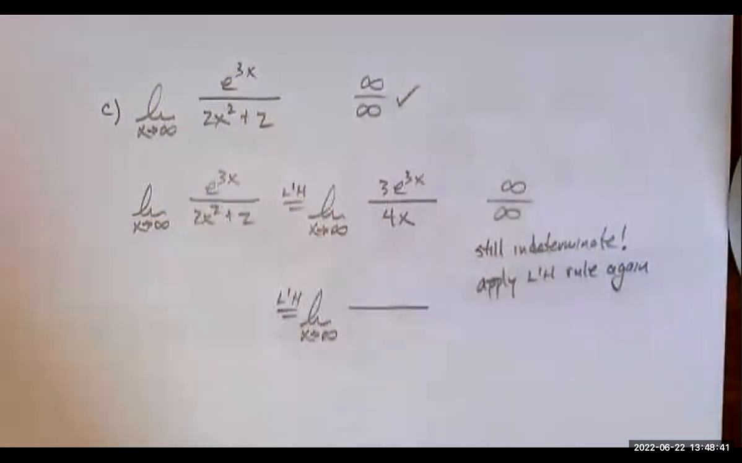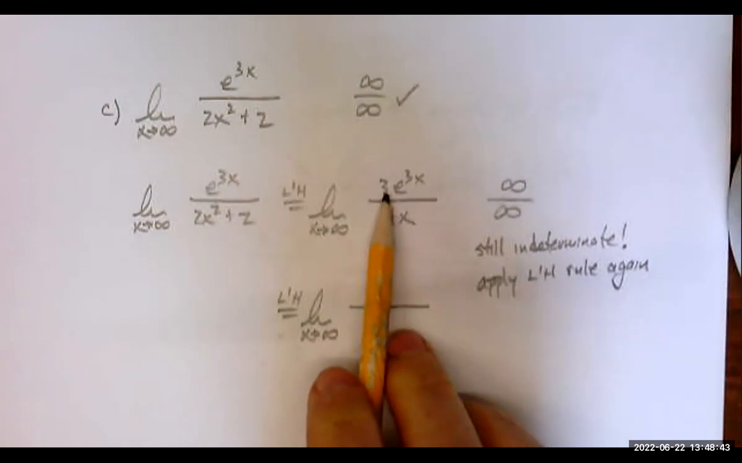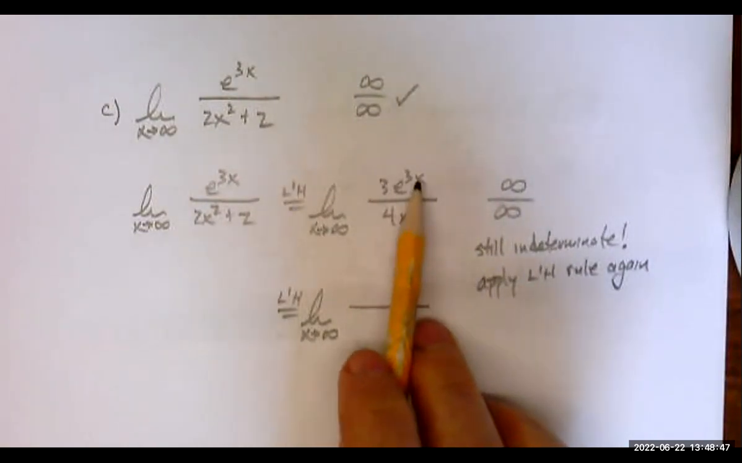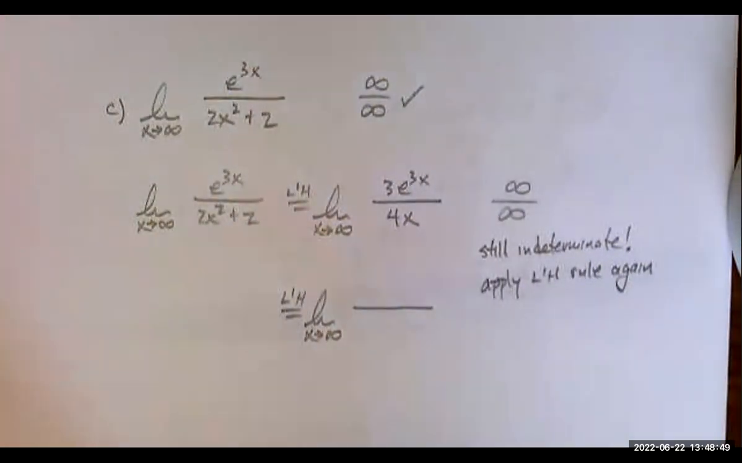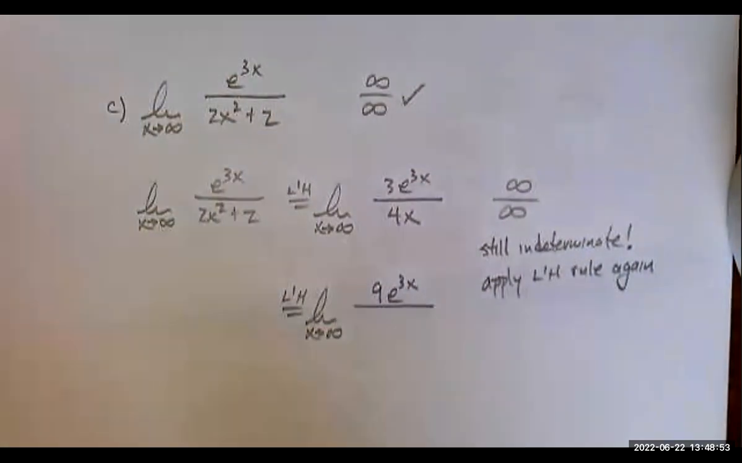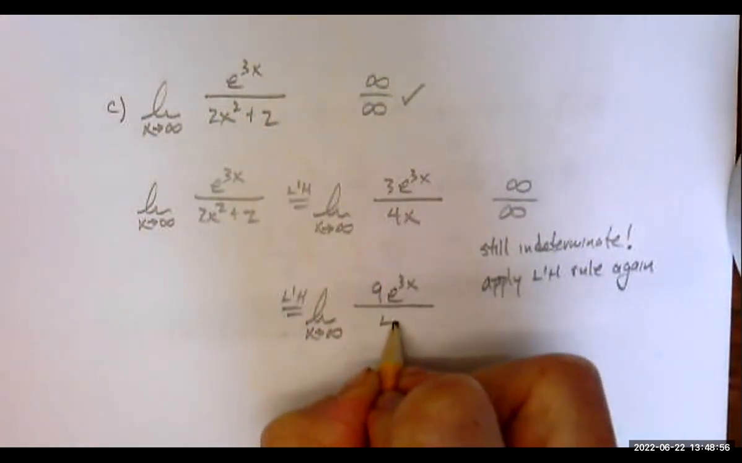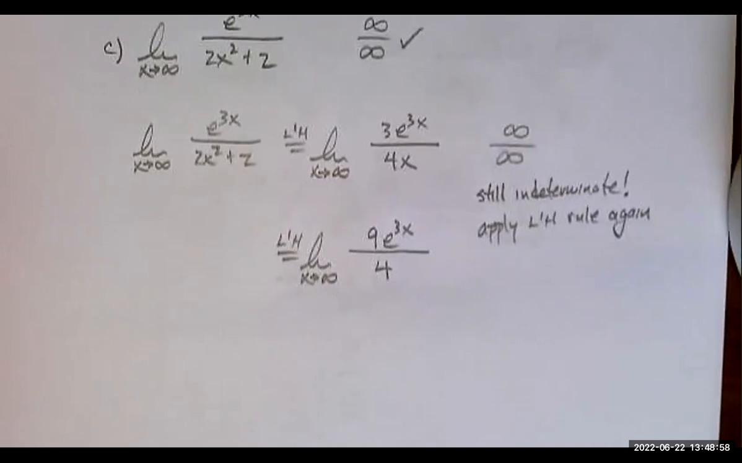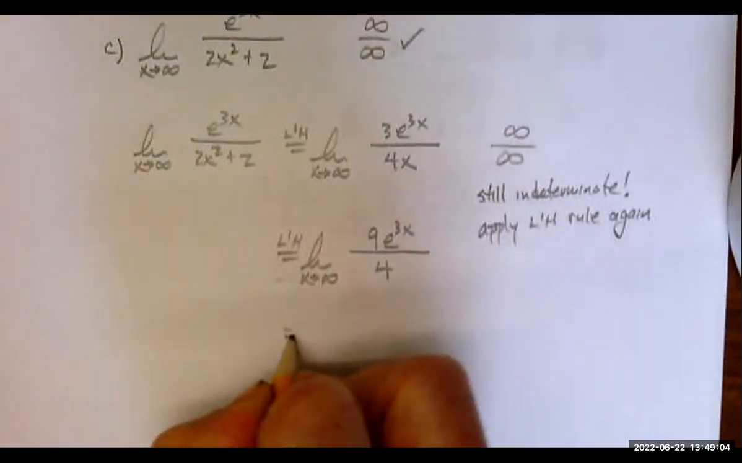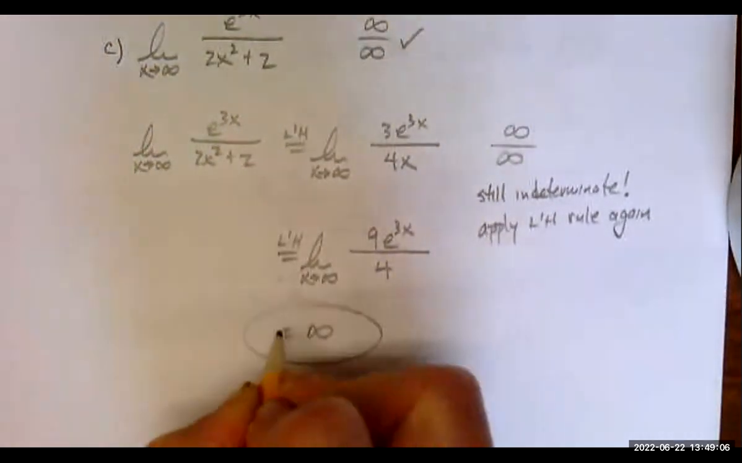Let's take derivatives again. Derivative of the numerator, 3 e to the 3x. Well, all of this would repeat, and then we'd be multiplying by 3 again. That would be 9 e to the 3x. The derivative of the 4x is 4, and I think we'll be able to get it now after our second L'Hopital. Plug in infinity again, and we'll get infinity over 4. That's infinity.